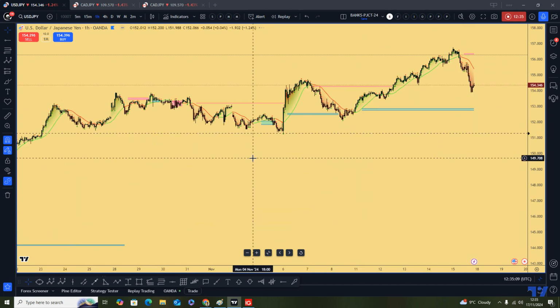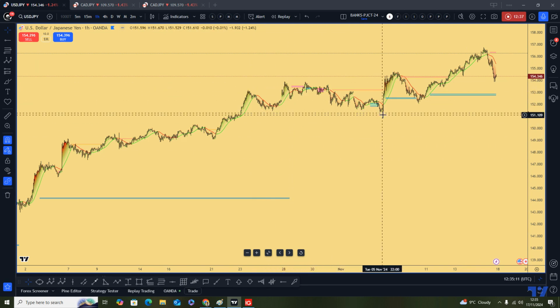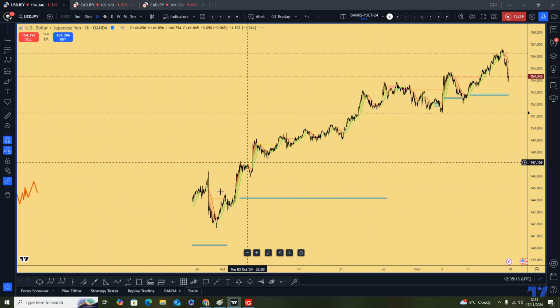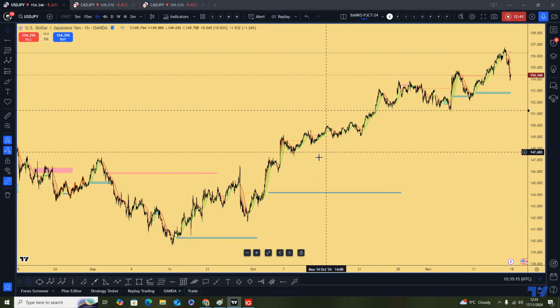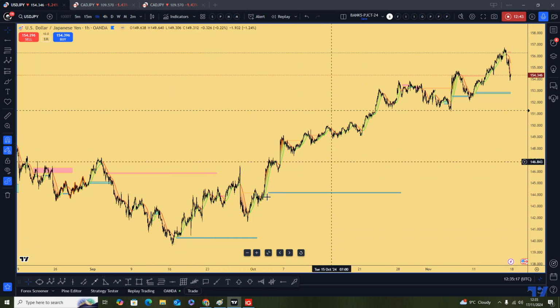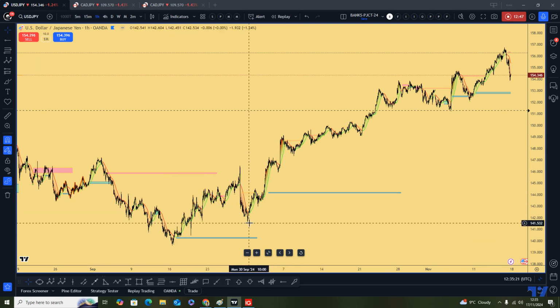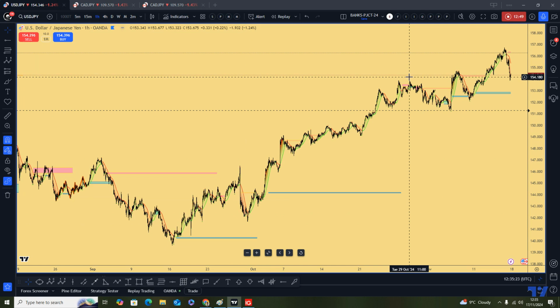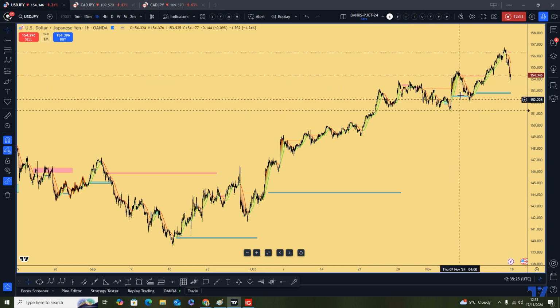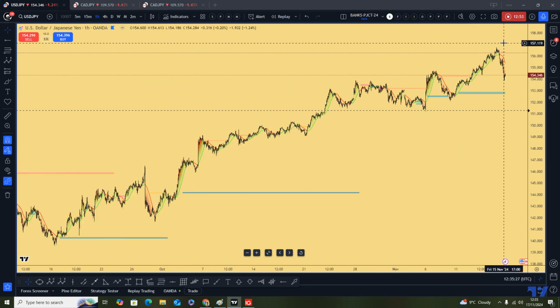So this is the dollar yen, okay? We have a structure here. We don't need to look at everything else. This thing has started its recovery. We have first completed wave structure followed by pullback, second completed wave structure followed by pullback, and this is the last wave structure.